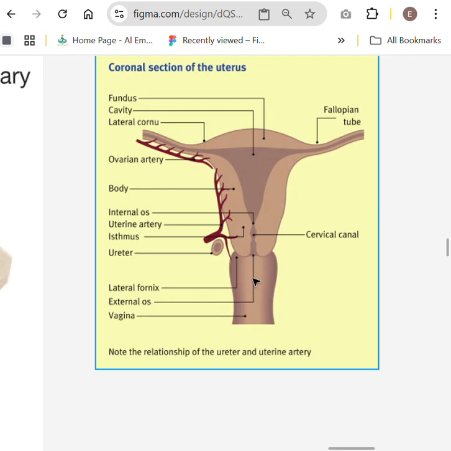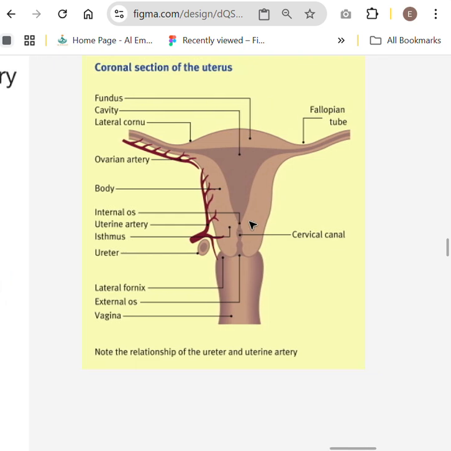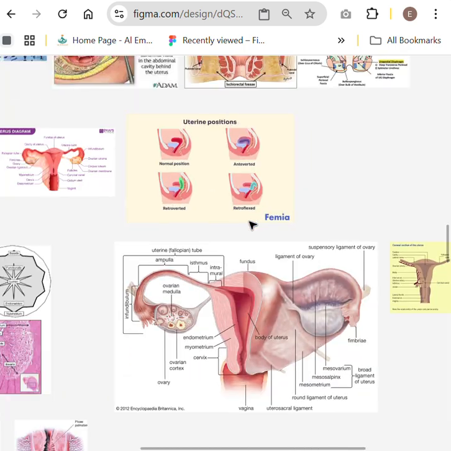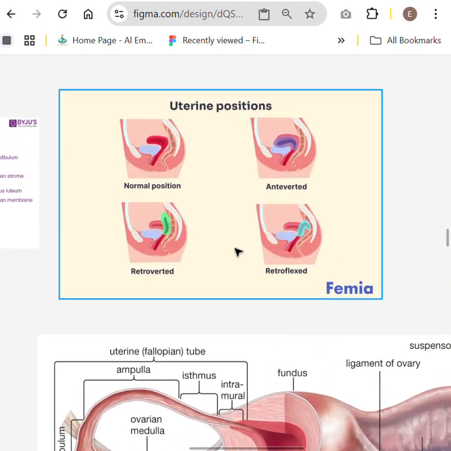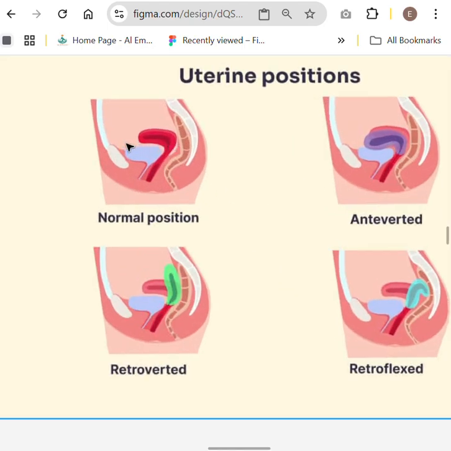The longitudinal axis of the uterus is approximately at right angle to the vagina and normally tilts forward. So normally it's tilting forward, and this is called anteversion. This is the normal position where the uterus is tilted forward. It's called anteversion, so it's anteverted. Can you see this purple one?